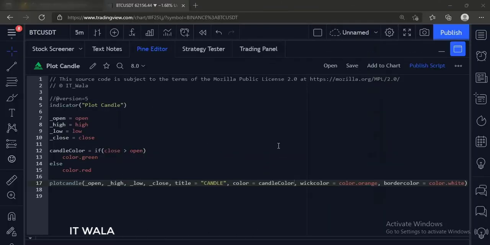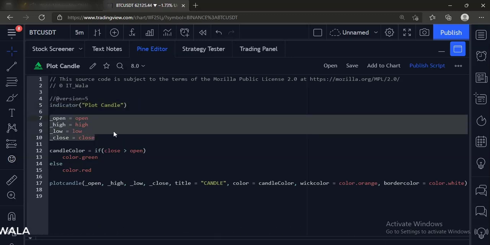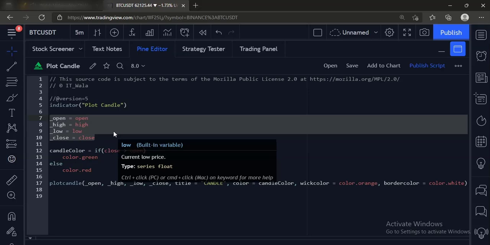Let's start. Today we will see how to plot a candle in TradingView Pine Script. Here we have used the indicator function with the name, plot candle. Then we fetch the open, high, low and close values of the candle.